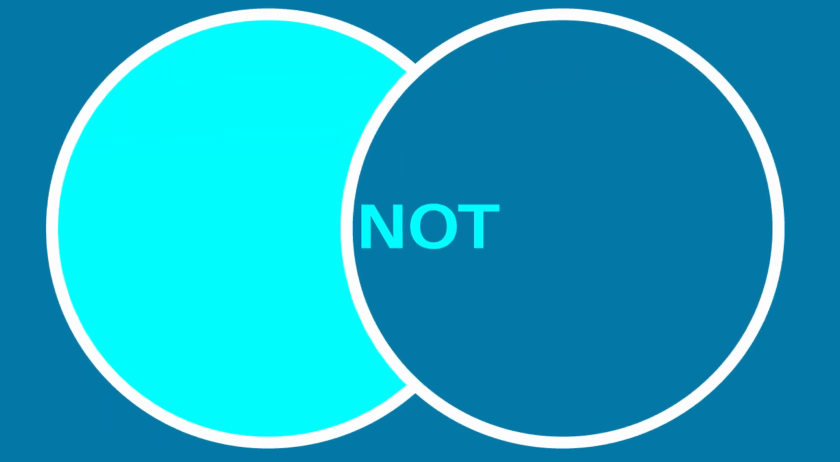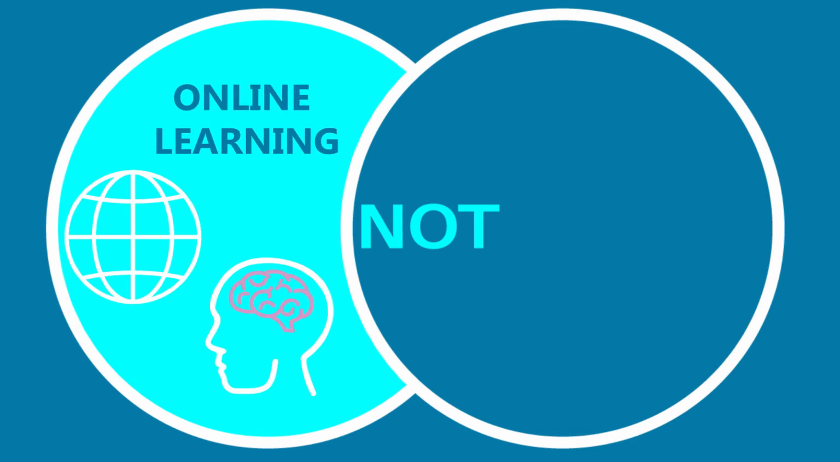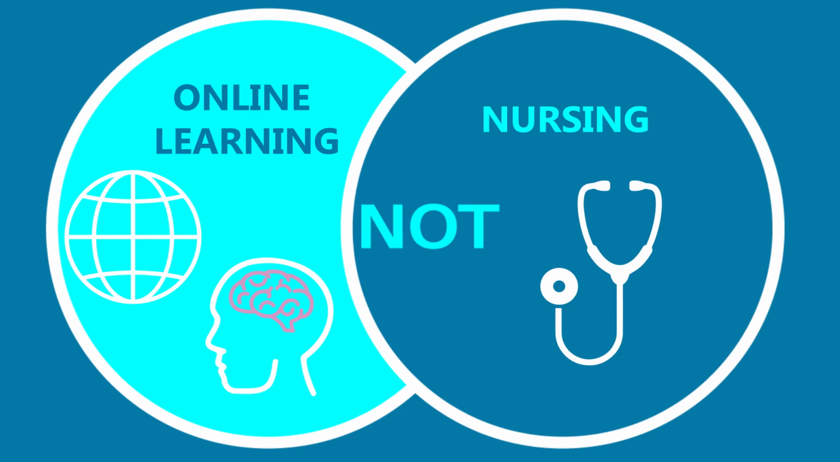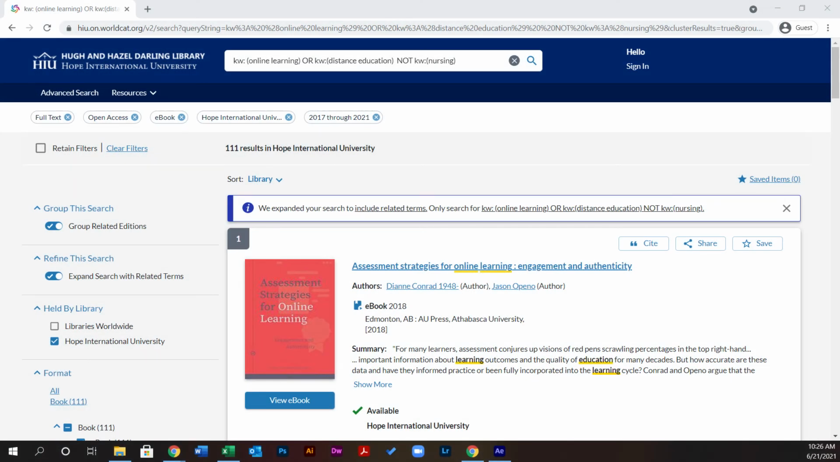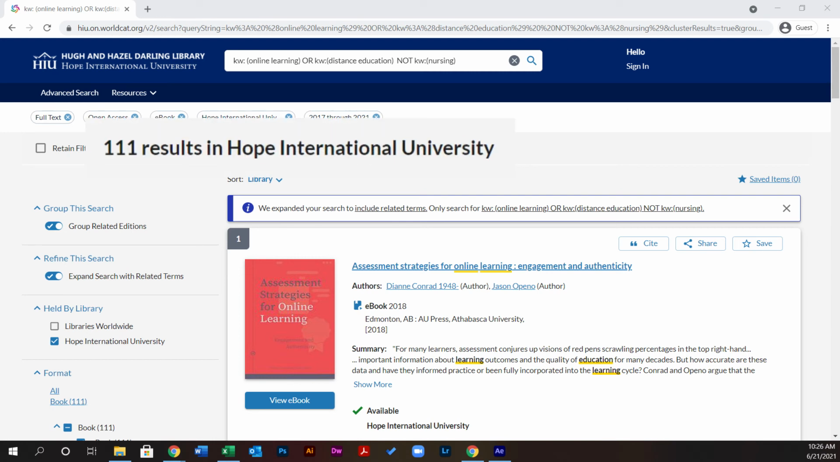The NOT operator can be used to exclude keywords from your search results. I see that many of the titles in our search results include the word nursing. To limit my results, I might want to search for sources that mention online learning and not nursing. By applying these filters and operators, the number of my results has gone from millions to around 100.